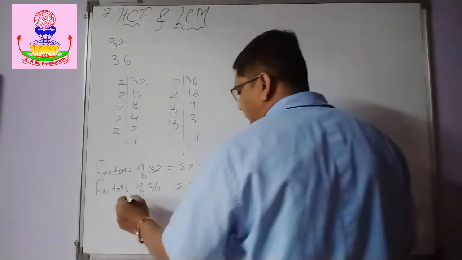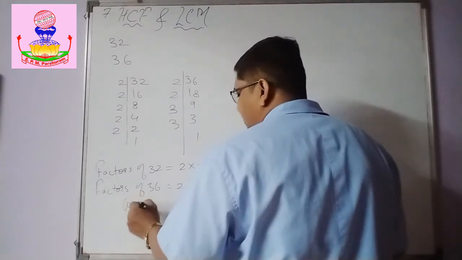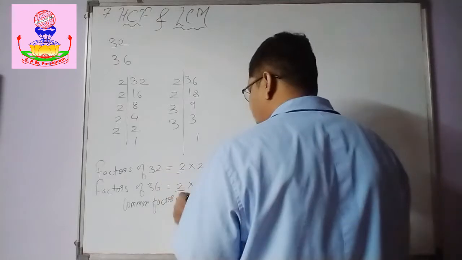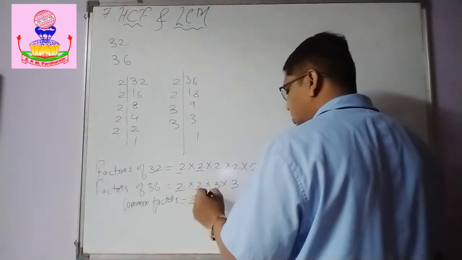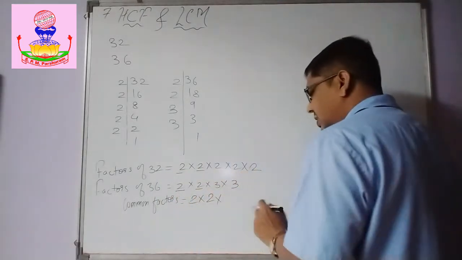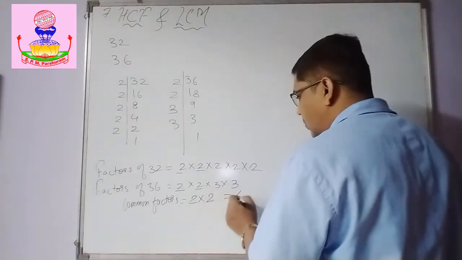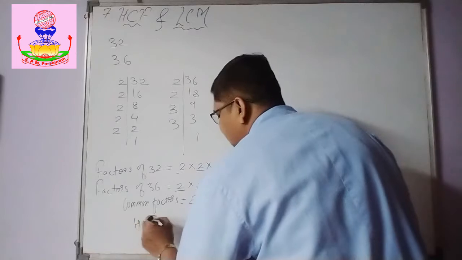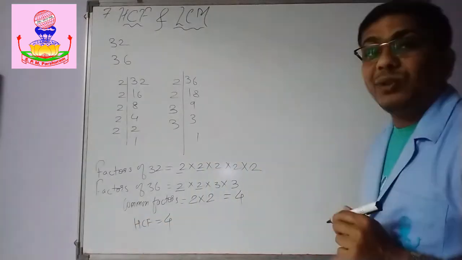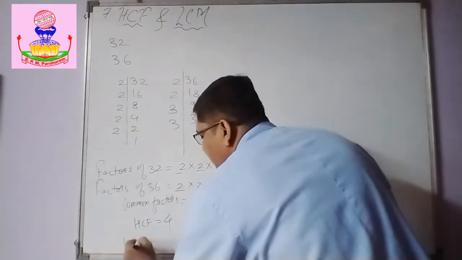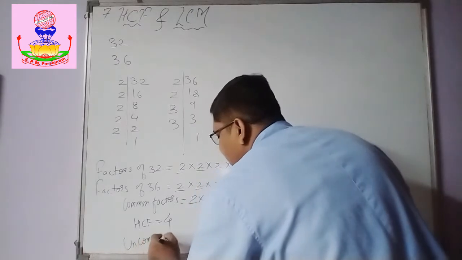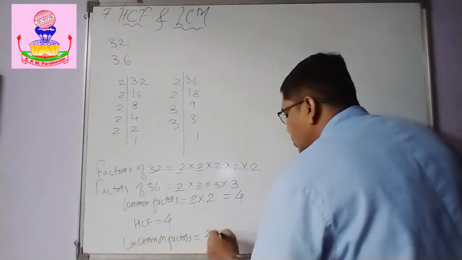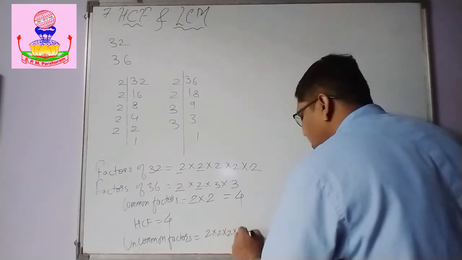So first find out the common factors. This is 2 into another 2. Any other? No. So 2 2s are 4. That is the common factor, so I get the HCF. Highest common factor is 4. Now I can go for uncommon factors. What are the uncommon factors? 2 into 2 into 2 into 3 into 3.